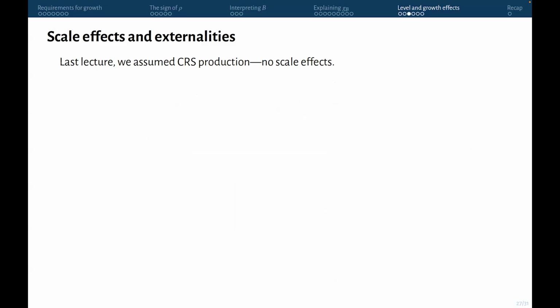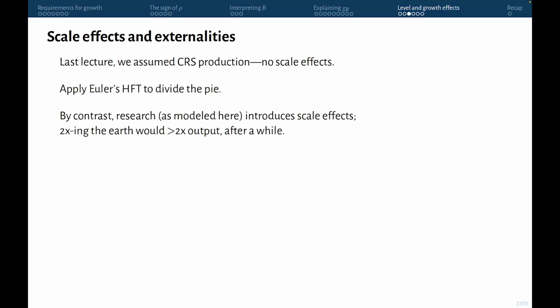So before we were assuming CRS production, so there were no scale effects. Two Earths had double the inputs and double the outputs, and we could use Euler's theorem to divide the pie under competitive circumstances. By contrast, research, as modeled here, introduces scale effects, because doubling the Earth means you've got double the researchers. You've still got CRS in production, but now we're ramping up the productivity ideas more quickly. And so output will eventually be more than twice as high across the two planets communicating with each other than it would have been on the single planet that didn't get all these extra researchers on the other planet to learn from.